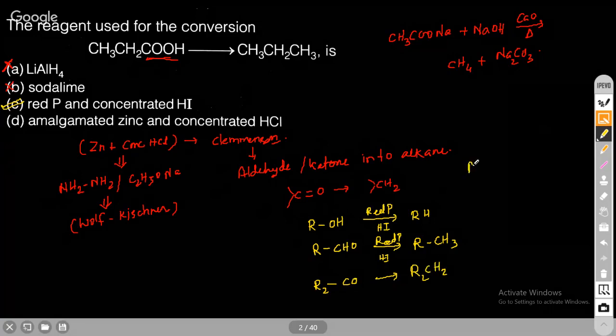If you have RCOOH, then again it converts into RCH3 with the same red phosphorus and HI. Okay, so all these compounds, alcohol, aldehyde, ketone, or acid, convert into alkane when heated with red phosphorus and HI. Right? The answer will be option C.